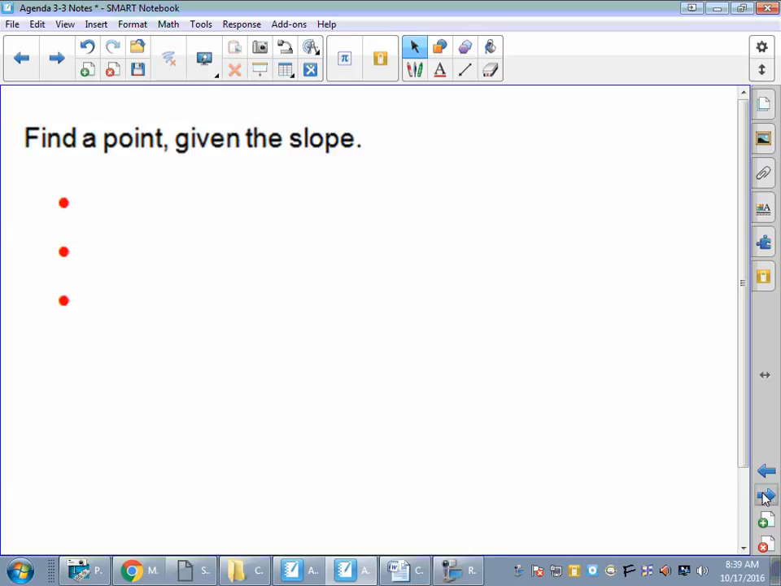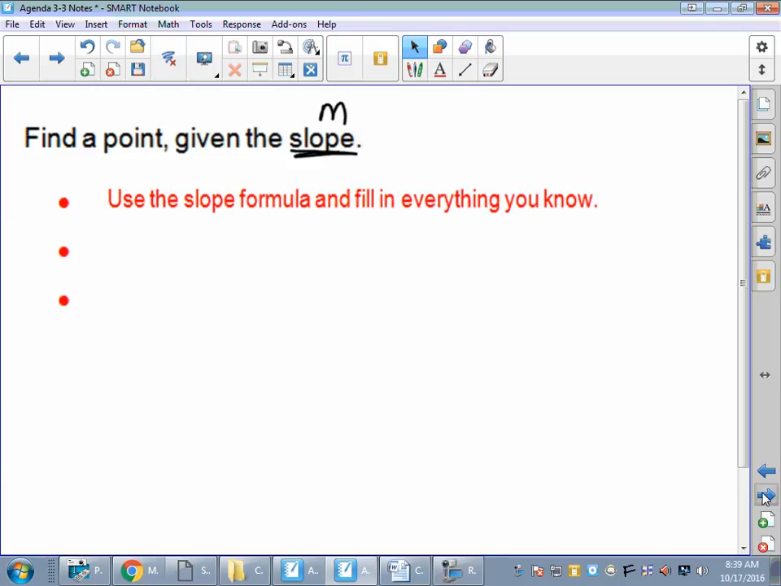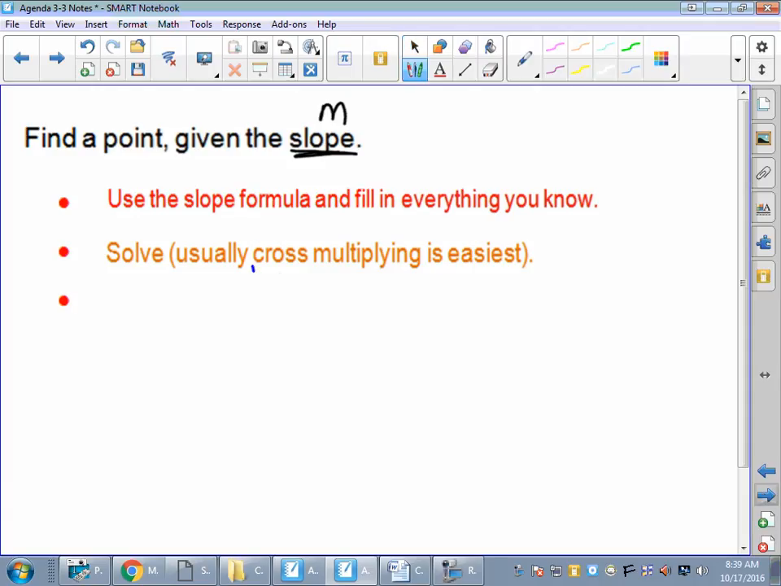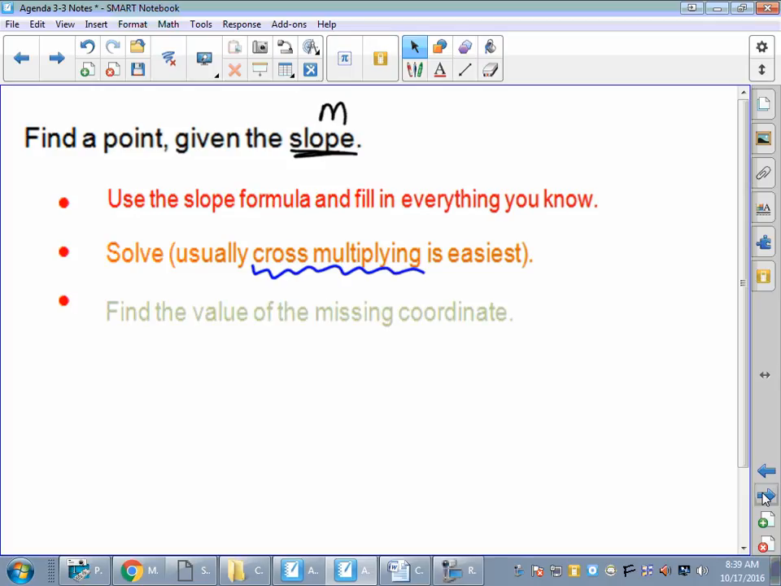So last but not least, find a point if I give you the slope. So you know m, but you don't know a point. The first thing you're going to do is use your slope formula and fill in what you know. Slope formula we already wrote down: m equals y2 minus y1 over x2 minus x1. Solve. Cross multiplying is usually the easiest way to do it. That's why we had to do that cross multiplying section in the last chapter. And then find the value of that missing coordinate. So we'll have one thing missing.